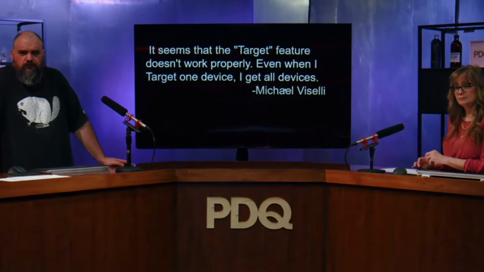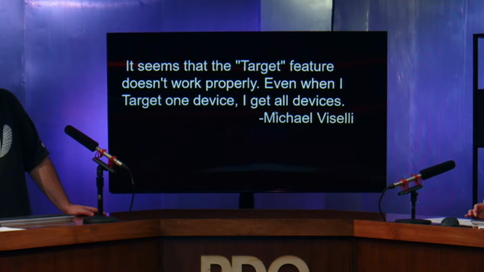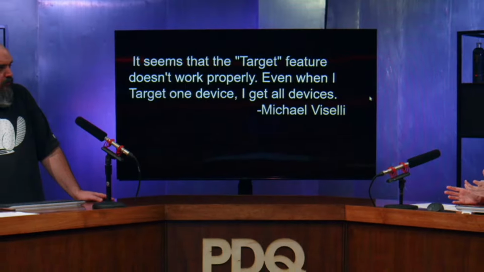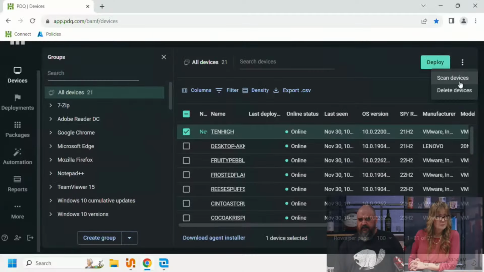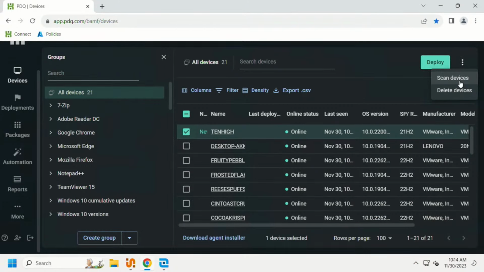It seems that the target feature doesn't work properly. Even when I target one device, I get all devices. Michael. So we talked about that, and again, that's how it exists today. So I think he's talking about just in general. If he goes to devices and selects one, and hits scan devices, is that getting all of them? Is he talking about that or the scanners? Either way, I'm not sure if scan devices redoes all of them, or if you can choose specific ones from there. I'm not sure of the expected behavior. Okay. I would open up a ticket and ask that question. And if it is behaving the way it shouldn't, we would definitely like to hear about it so we could fix it.